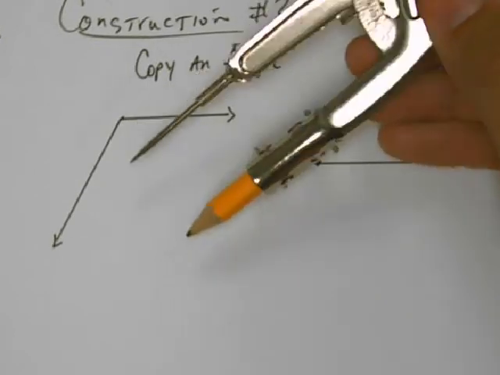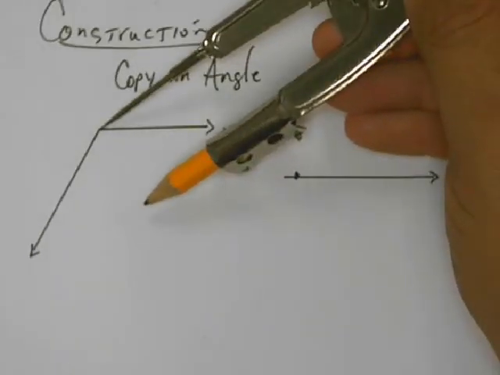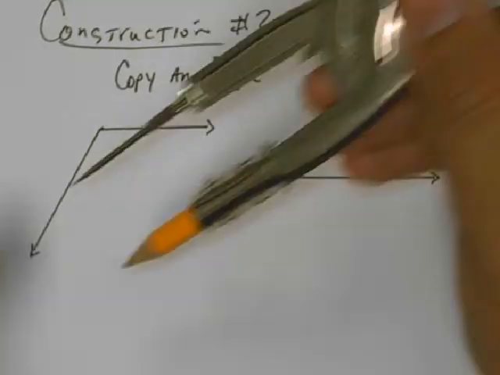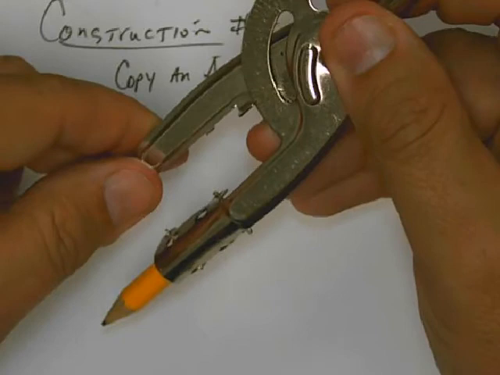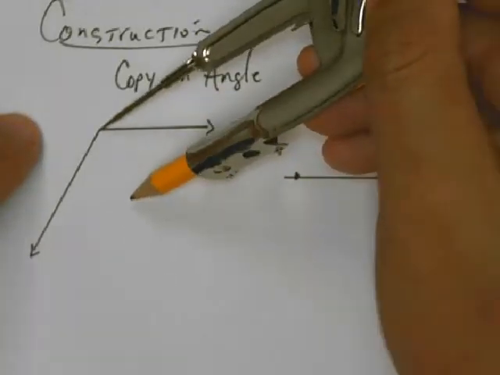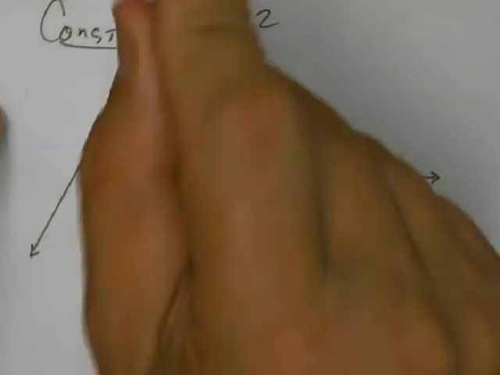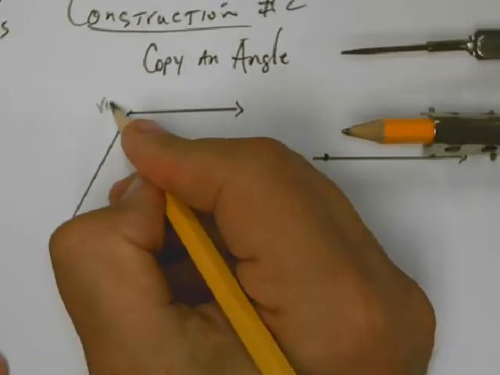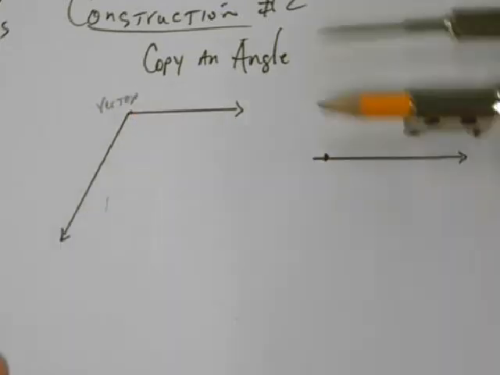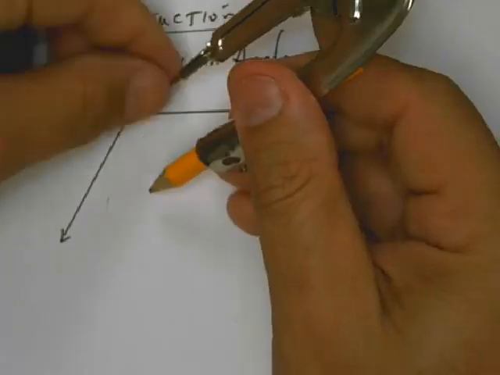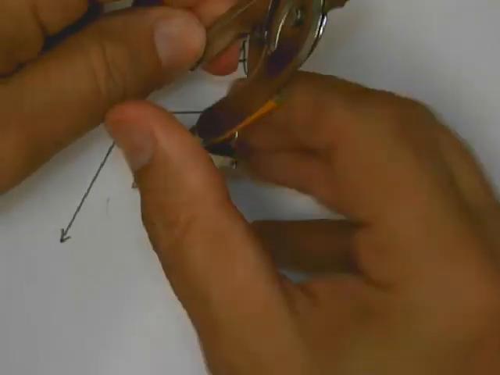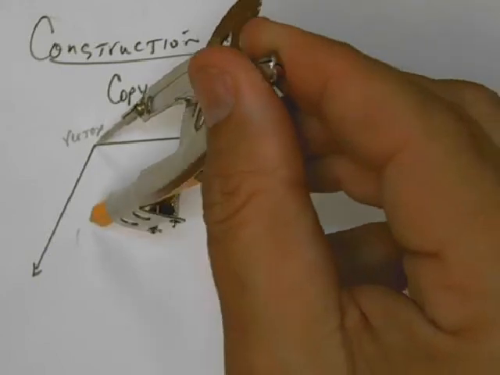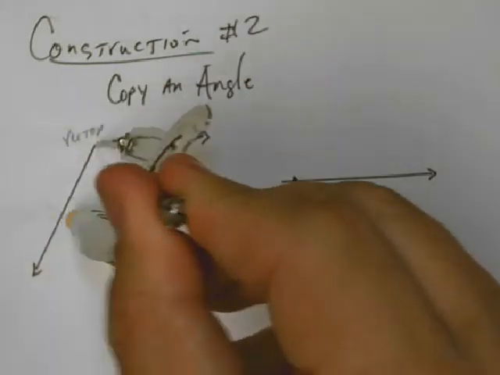I'll try to keep my hands out of the way so you guys can see it. The idea here is I'm going to make an arc that connects this ray to that ray, and it does not matter what the width of my compass is. Just pick any width. Put the point at the vertex. I'm going to label that so you guys know. This is the vertex. I think the best way to use a compass is like this, where I put my fingers at the top and I twist it.